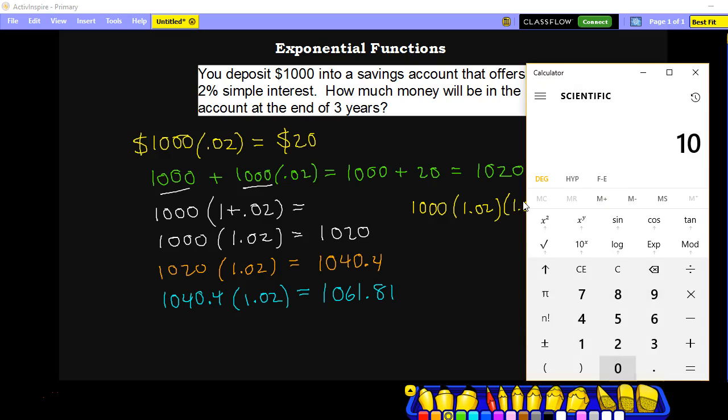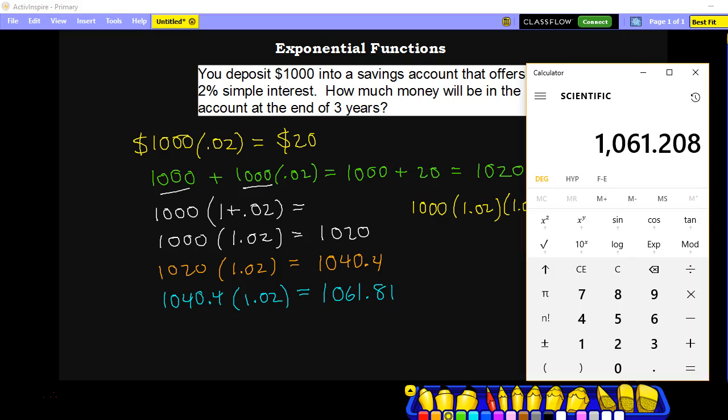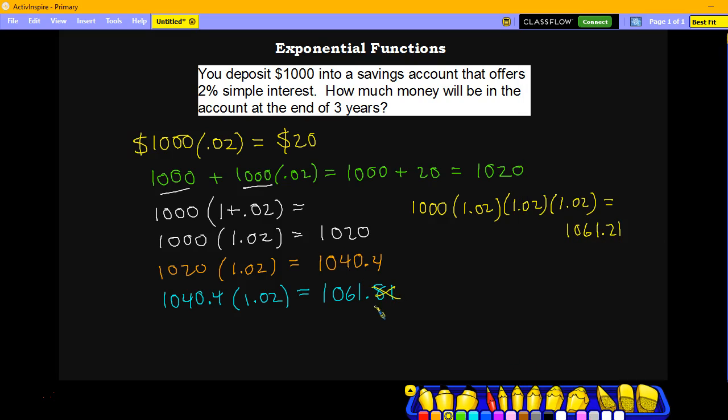So we take the 1000 times 1.02 times 1.02 times 1.02, and sure enough we get the 1061.21. Yay! Did I say 81 over here? Let's double check. Sure enough, it's 21. Let's write that as 21. Anyways, this system seems to work, and it's way easier than the method that we started with.